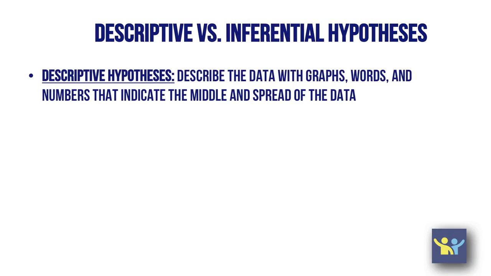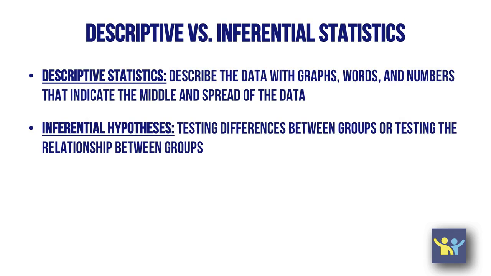Remember that there are two types of hypotheses in analyses: descriptive and inferential. Descriptive hypotheses are hypotheses where we're just describing trends. We're not trying to manipulate any data, but just observing the sample and understanding what's happening. In contrast, inferential hypotheses, which we'll cover in this video, are hypotheses where you're interested in the difference between groups or testing the relationship between two variables.